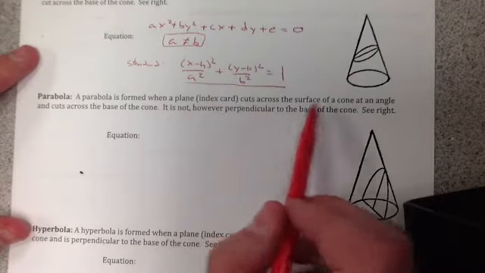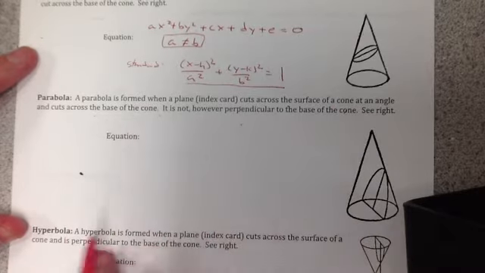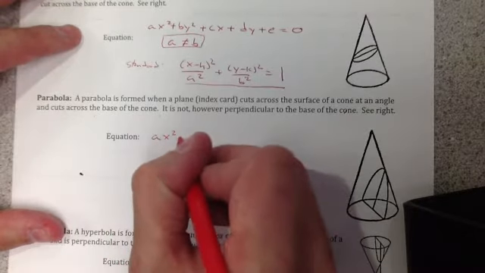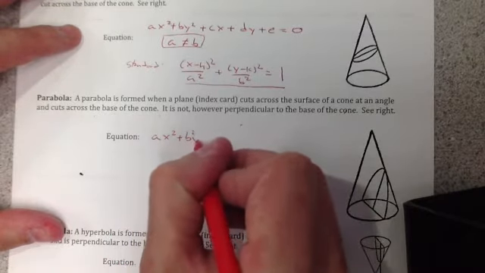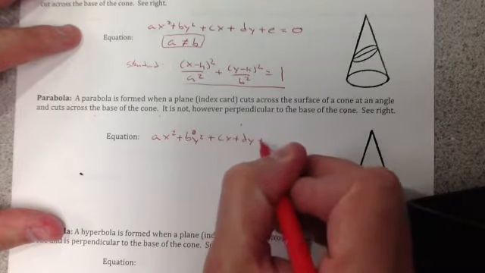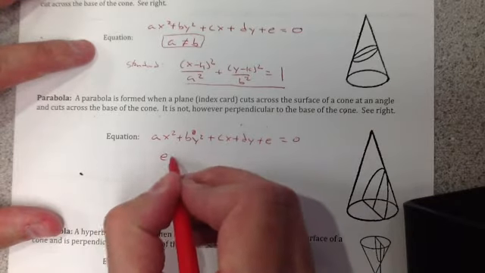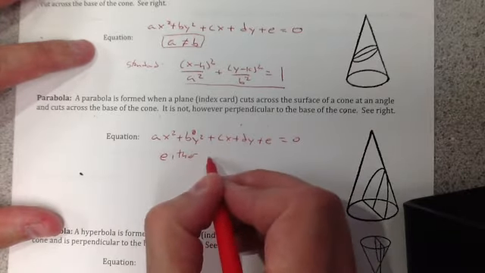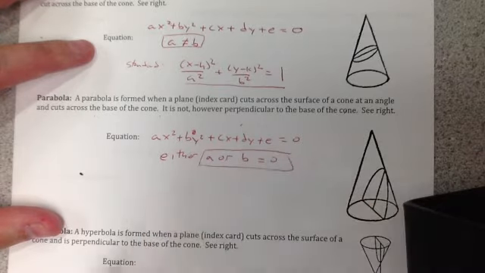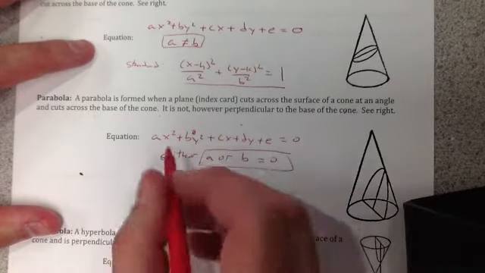So when we cut across the surface of the cone at an angle and across the base, but not perpendicular, we get this shape. The equation is ax squared plus by squared plus cx plus dy plus e equals 0. In the case of a parabola though, either a or b equals 0. One of them is going to be 0, because in a parabola only one can be squared.